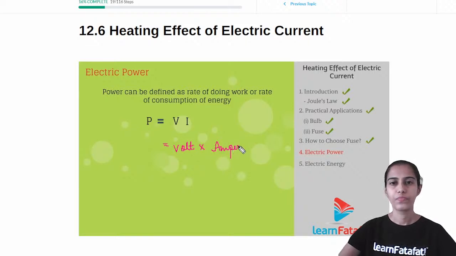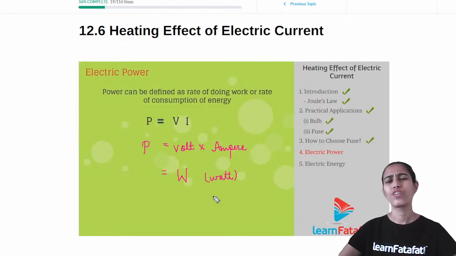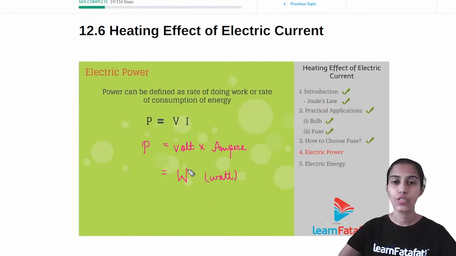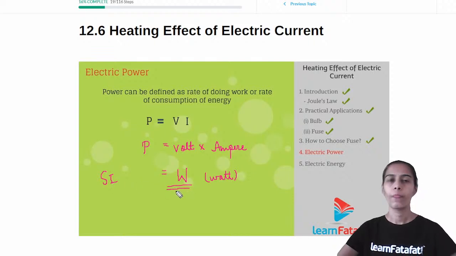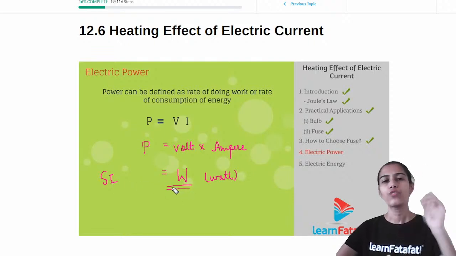Ampere. So the unit for electric power, what will be the unit? Volt into ampere, or this is more popularly known as watt, in honor of James Watt, who was the inventor of the steam engine. So in his honor this unit is called watt. So the SI unit of power, if they ask, we have to write watt.